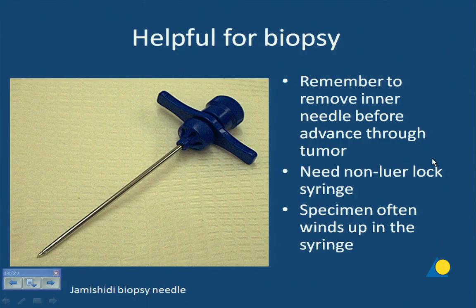You need a non-Luer-lock syringe to connect to the top, and we always teach our residents you have to wiggle and twist and then suck back before you pull your specimen. This allows the specimen to be separated from the adjacent tissue. Many times the specimen gets sucked into the syringe, so when you bring it back, if you put the needle back in to try to push out your specimen, if it's not there, look in your syringe. It's often on the black rubber in the syringe.